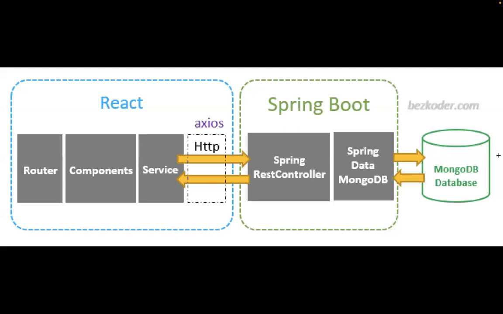And here we have the MongoDB database. Actually that is a NoSQL database. NoSQL database means we are storing data in a flexible way, like JSON. So that is NoSQL, right? So these are the things we are doing in the whole project. Okay.